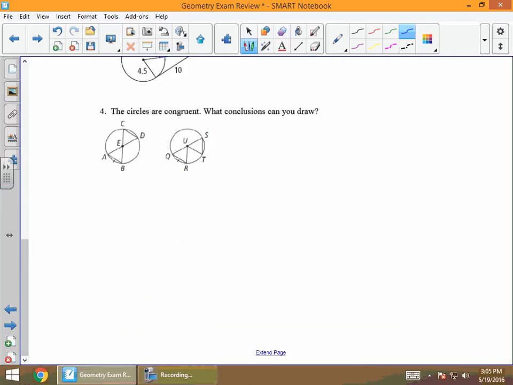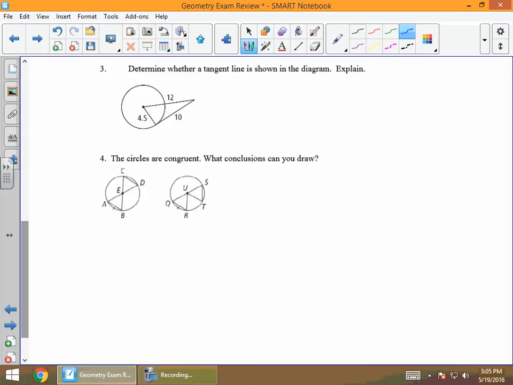All right, moving along. Question 3, determine whether a tangent line is shown in the diagram. Okay, if this line is actually tangent, then this angle here must be 90 degrees. That has to be a right angle. So how can I test to see whether that is a right angle? I will use the Pythagorean theorem to test it. I will check and see if a squared plus b squared equals c squared. If it does, then this is a right triangle and that line is tangent. If it does not, then that line is not a tangent line, and that is not 90 degrees.